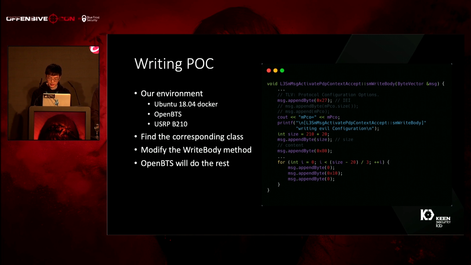Just find the corresponding class of the message. In our case, it's the L3 SM message activate PDP context accept. Usually, each message has a corresponding class in the code. Then modify the write body method in the class. In our case, I just simply modified the size field and the data to write. And then OpenBTS will do all the rest of the things.